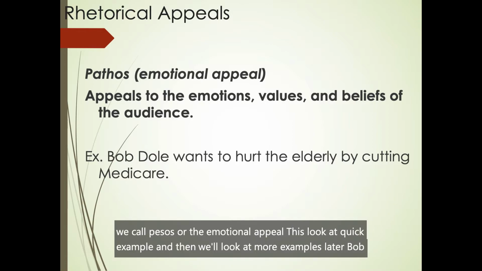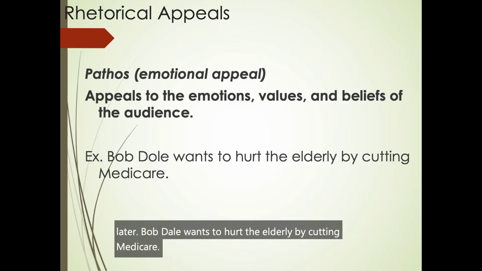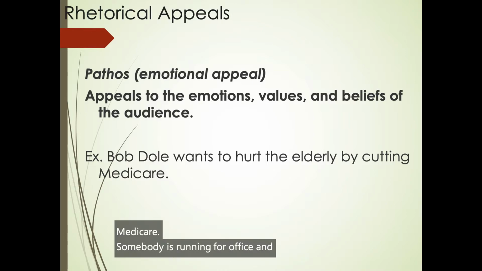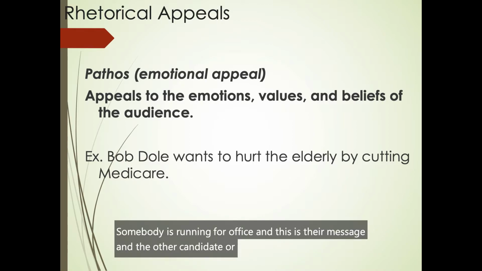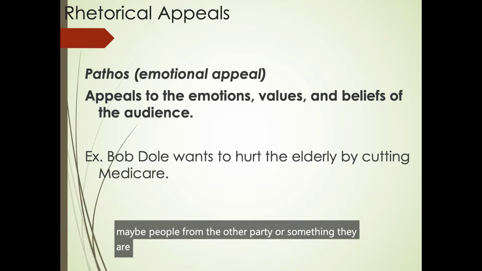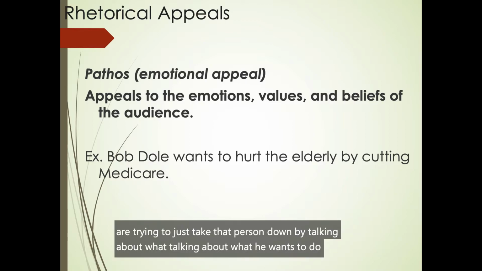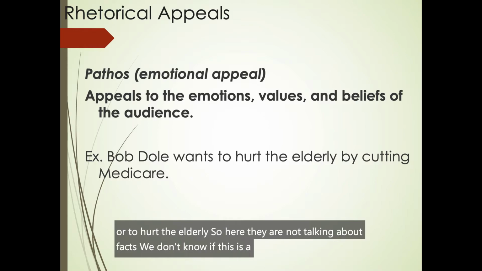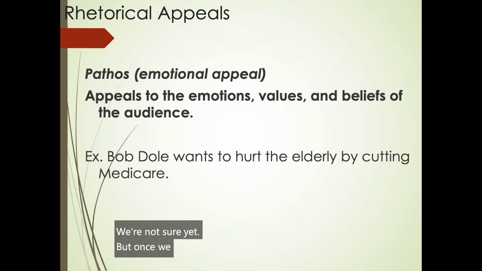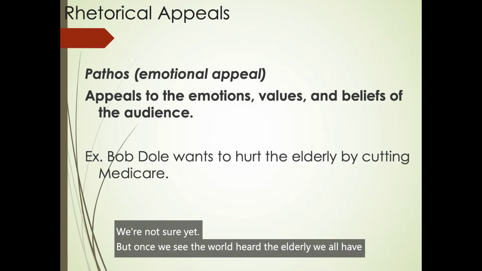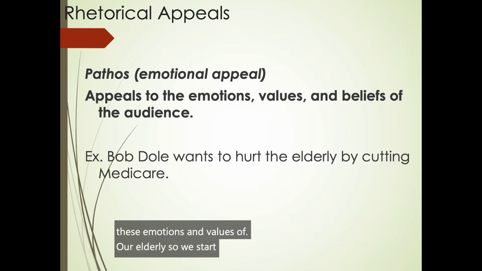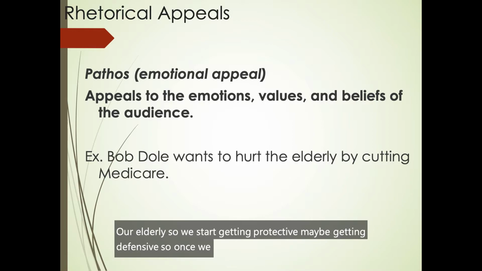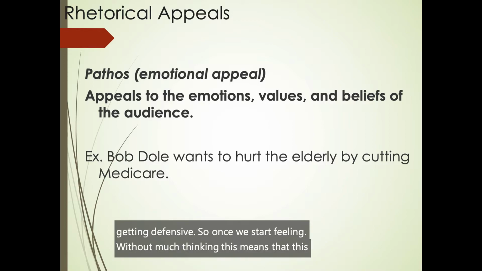Bob Dale wants to hurt the elderly by cutting Medicare. Somebody is running for office and this is their message, and the other candidate or the opposing candidate or maybe people from the other party, they are trying to just take that person down by talking about what? Talking about what he wants to do to harm or to hurt the elderly. So here they are not talking about facts. We don't know if this is a fact or not. We're not sure yet. But once we see the words hurt the elderly, we all have these emotions and values about our elderly. So we start getting protective, maybe getting defensive. So once we start feeling without much thinking, this means that this is pathos or the emotional appeal.